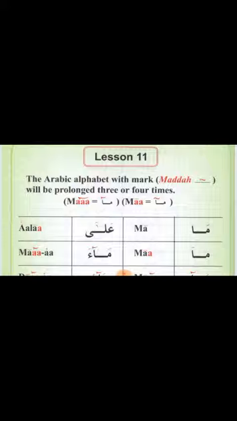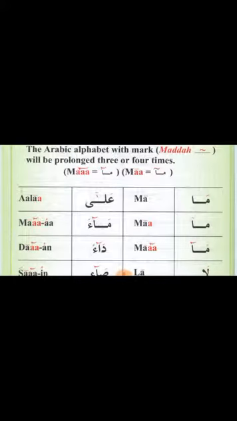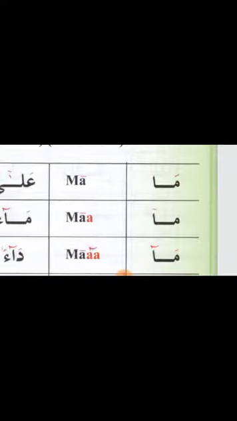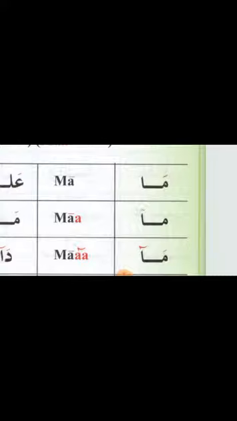So this is double of that madda. This madda is a little bigger than that. This is pronounced 3 to 4 times. For example, in the first word we have alif madda, because alif is sakin and before alif we have fatha, so this is called alif madda. I will read it like this, ma. Then I have short madda on alif. Now I will prolong it 3 times, ma. Now I have big madda on alif. This time I will pronounce ma. So this is the difference. In the first alif madda we prolong two times, in the second we prolong 3 times, and the third one we prolong 4 times. Okay.